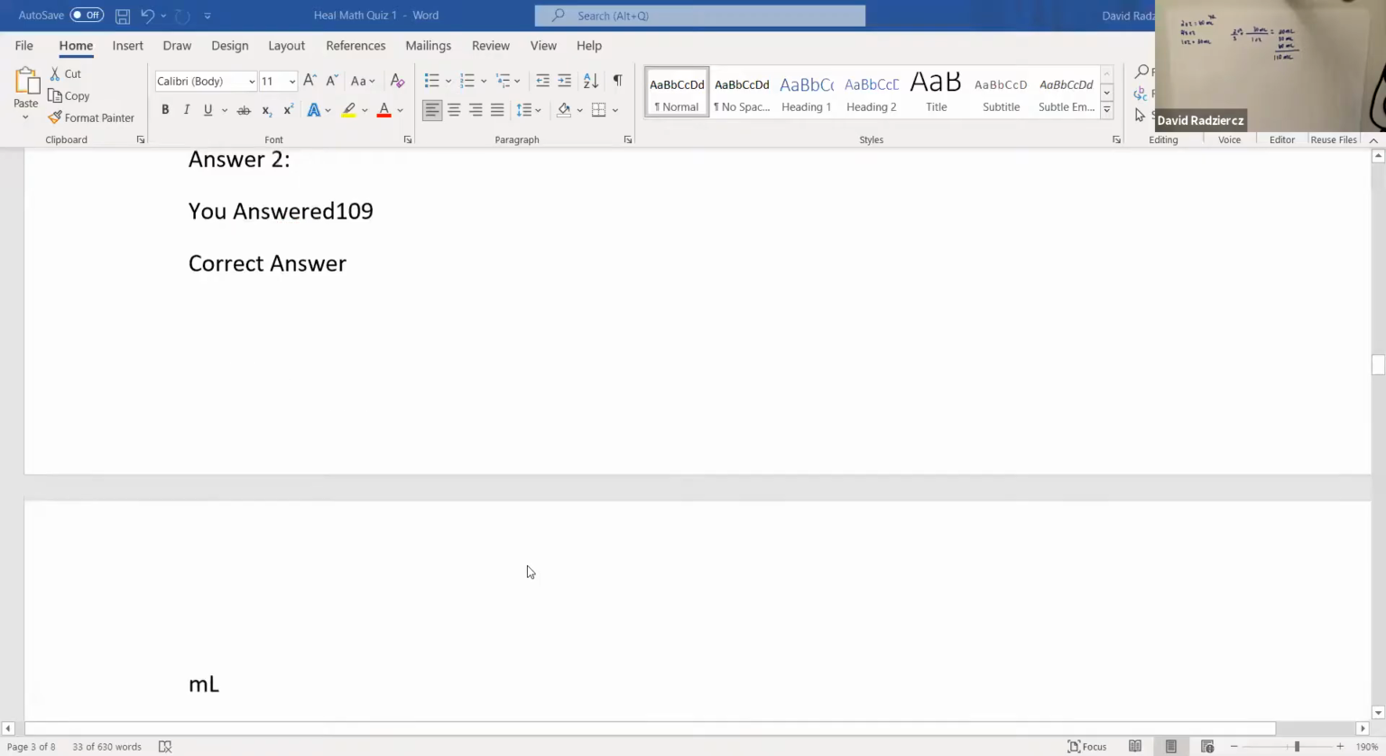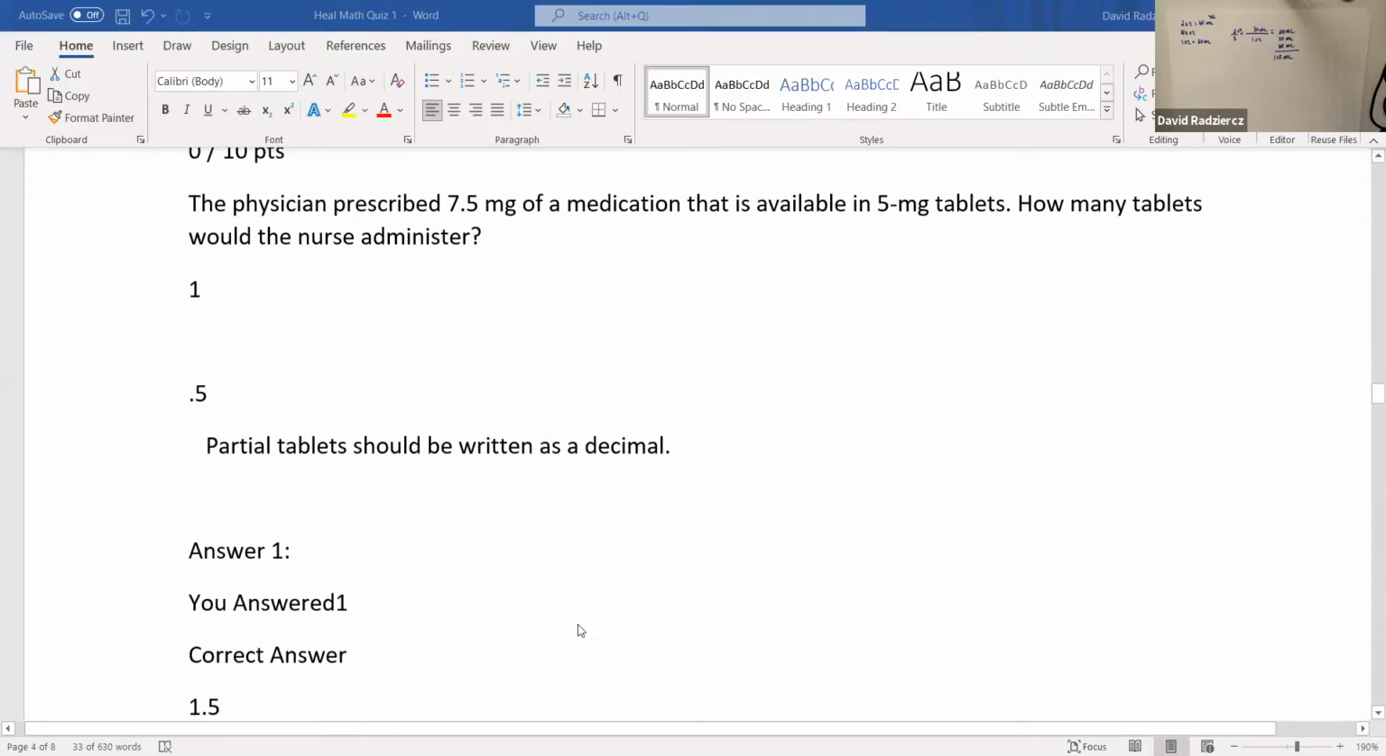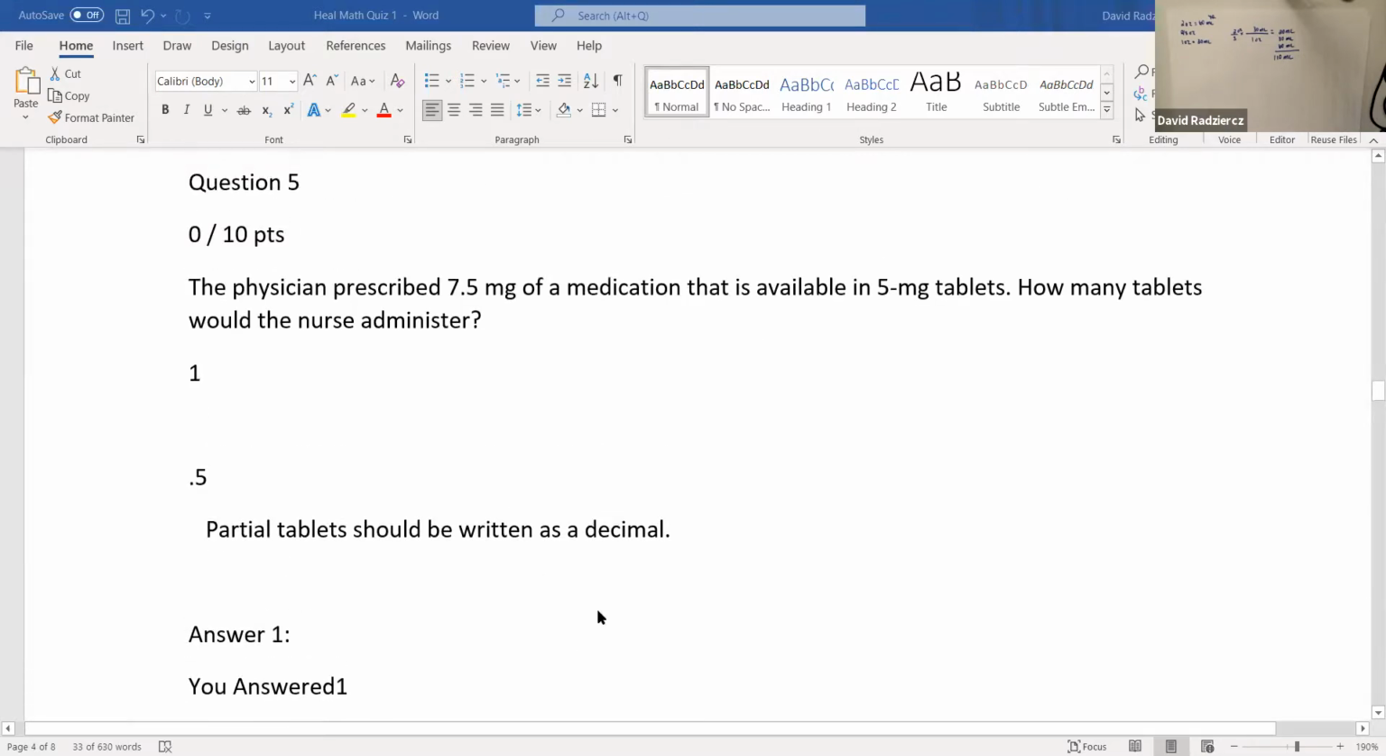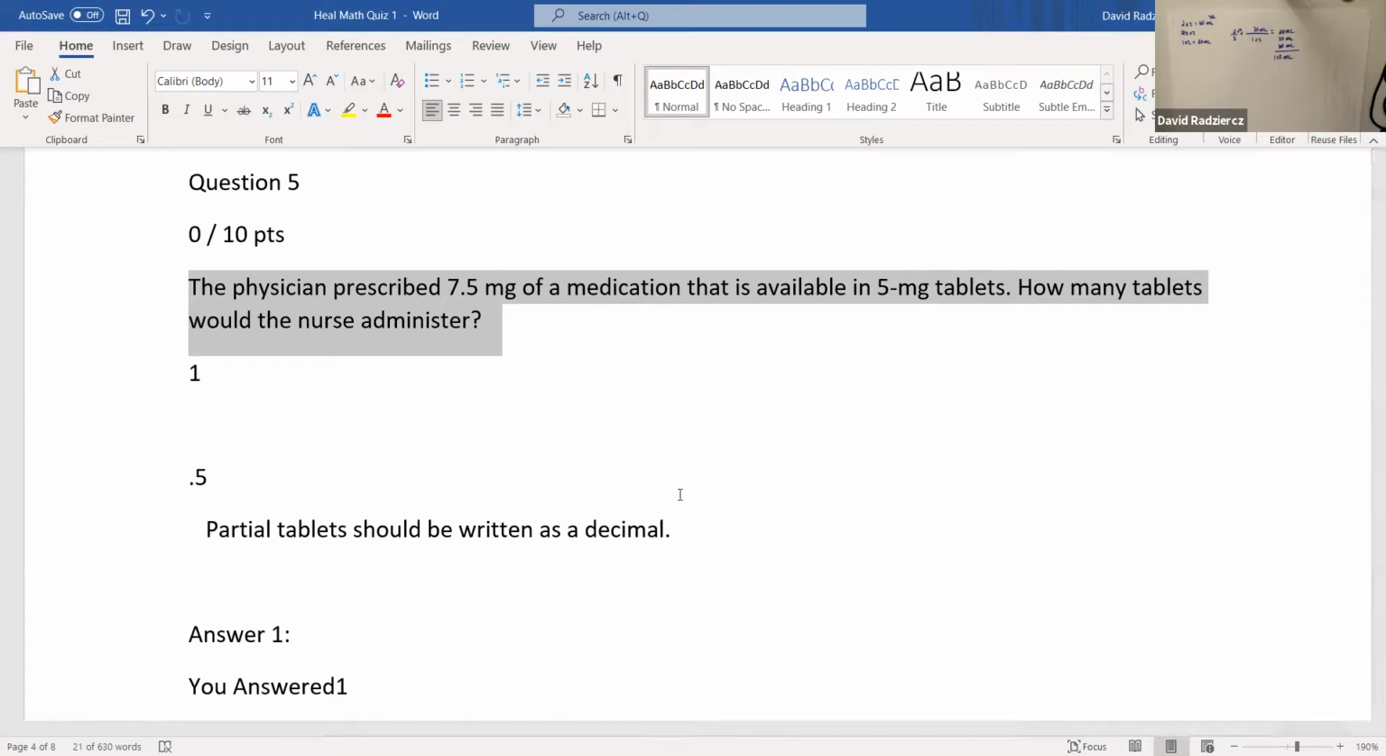Okay. Let's see what else we got here. I should also tell you, this is my first time looking at these questions. So if I struggle through it, I'm just showing you my process in its raw form. All right. The physician prescribed 7.5 milligrams of a medication that is available in 5 milligram tablets. How many tablets would the nurse administer?